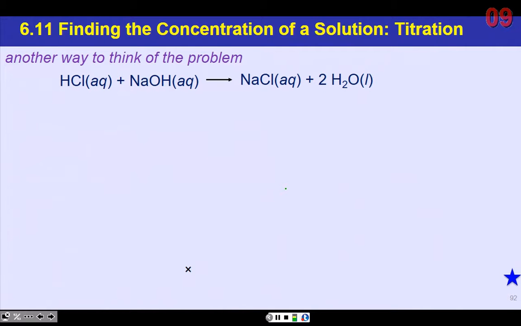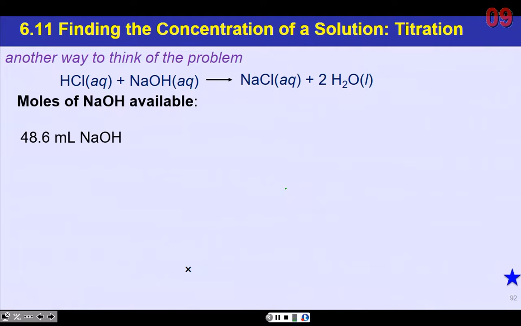Another way to think of this problem is laid out on this slide. So we think about how many moles of sodium hydroxide are available. It was a standard solution. We know its concentration. We figured out how much it took in that burette. We dripped it down into the flask, and the solution of the sodium hydroxide was 0.1 moles per liter. In order to get the actual number of moles of the sodium hydroxide, we do have to do the liters to milliliters conversion. You've got to get good at this one if you haven't by now.